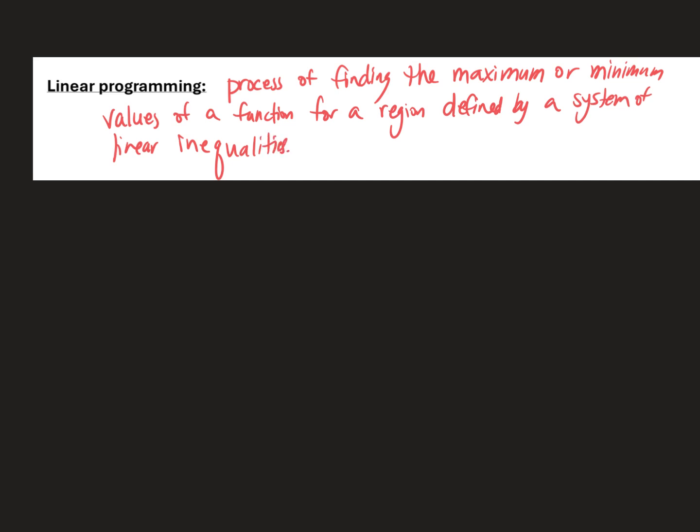Process of finding the maximum or minimum values of a function for a region defined by a system of linear inequalities. That is linear programming. And this would be like a business application in which you would use graphing inequalities and finding their solutions to maximize your profit or minimize the loss. So let's go back and read that example. In linear programming, we already defined that.